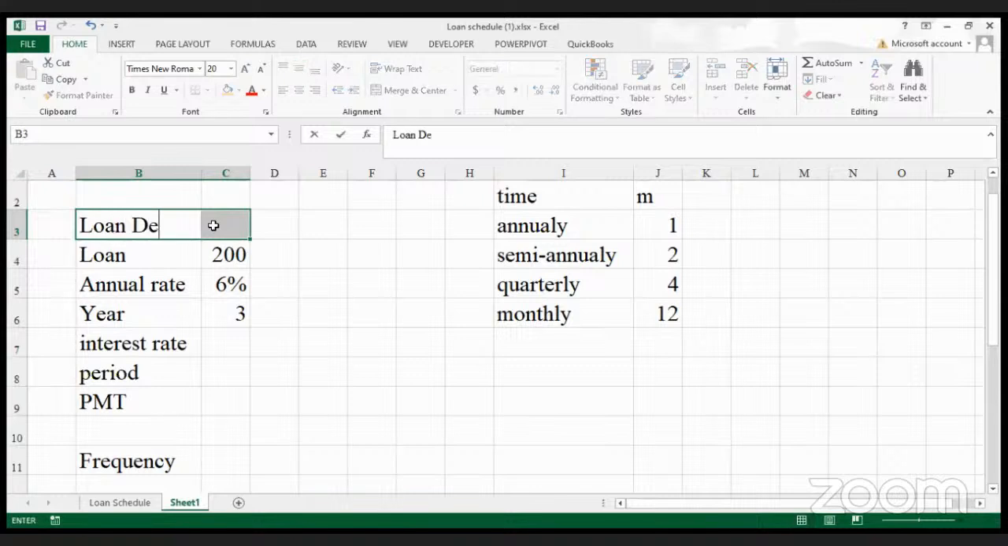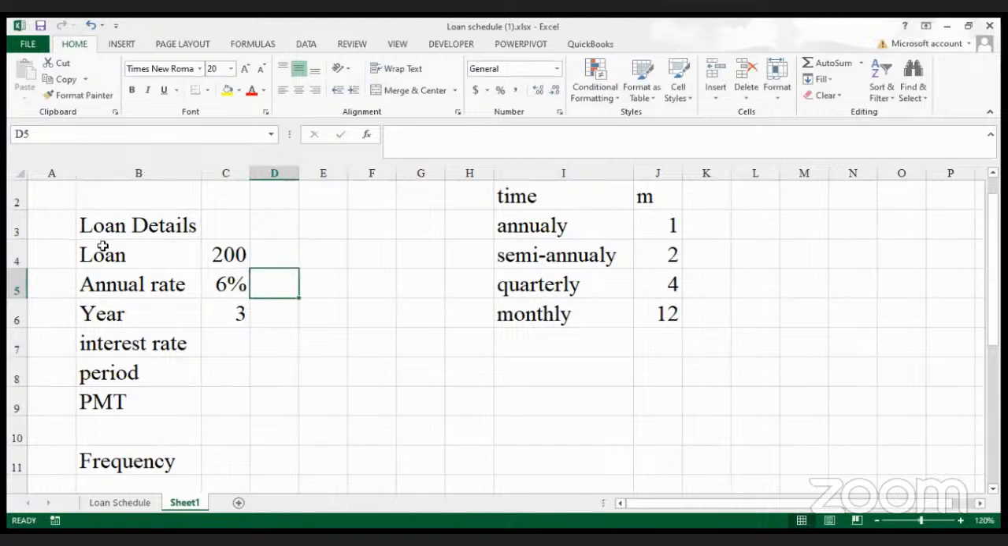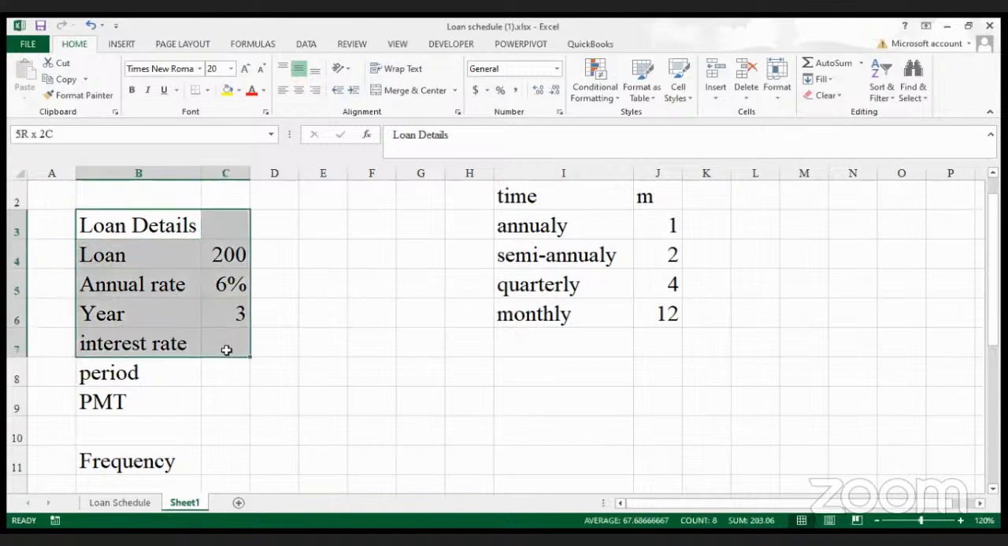So we have loan details. This is where we have our loan details, and therefore we want to define the name of these cells. We are going to give them a name that is dependent on the items in column B.